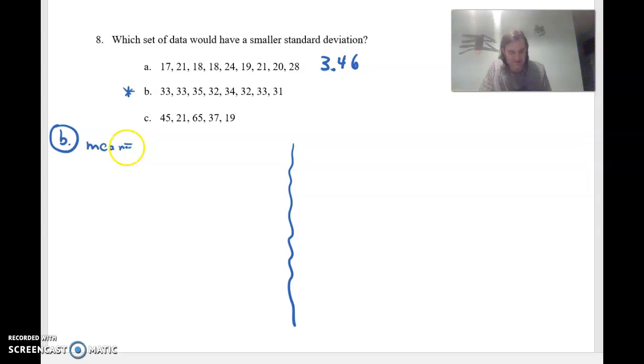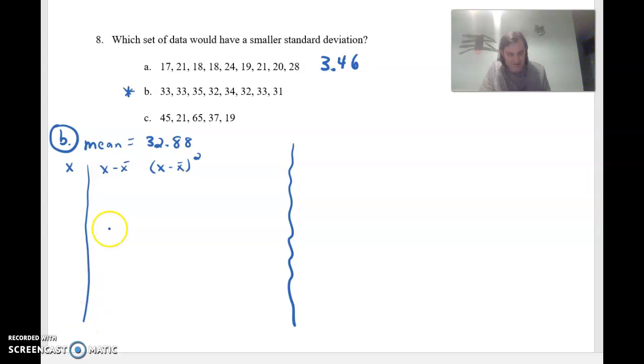So I'm just going to round this off to 32.88. I know I get really close there, but those decimals can really kill me when I try to type everything back in the calculator. So I'm going to make a little table. I'm going to have my data points, I'm going to have x minus the mean, the data points minus the mean, and I'm going to have all of that squared. Okay? And we'll try and be as neat as possible.